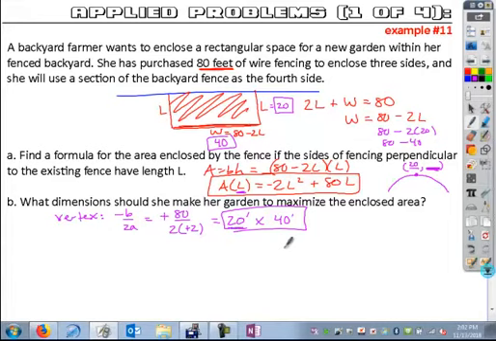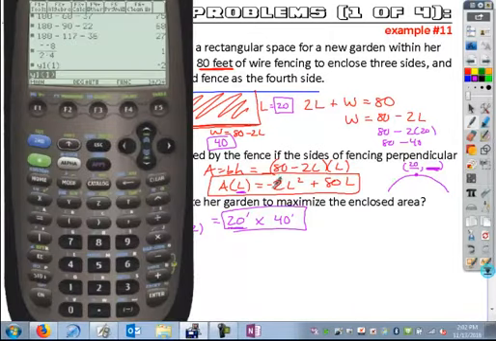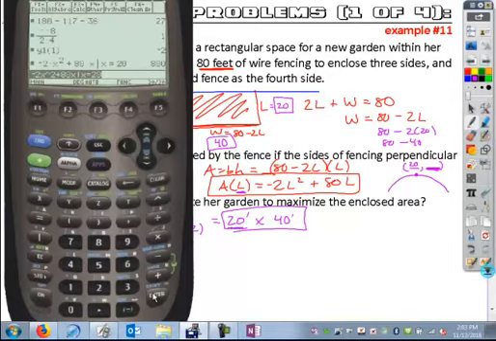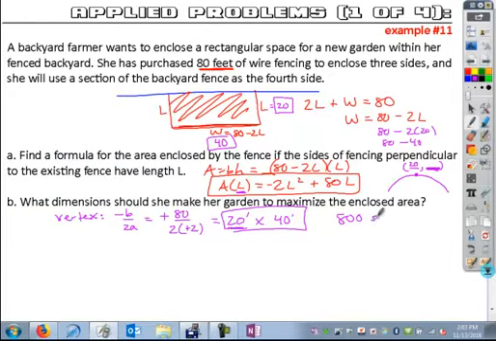If the question had asked what is the maximum area, then what you would do is you take this formula right here, and you'd plug in the value 20 for x. So I would take negative 2x squared plus 80x, and I'm going to use x equals 20. When I plug that in, it gives me my maximum area, which is going to be 800 square feet, if it asks for that. Now, this one, it just asks for the dimensions.